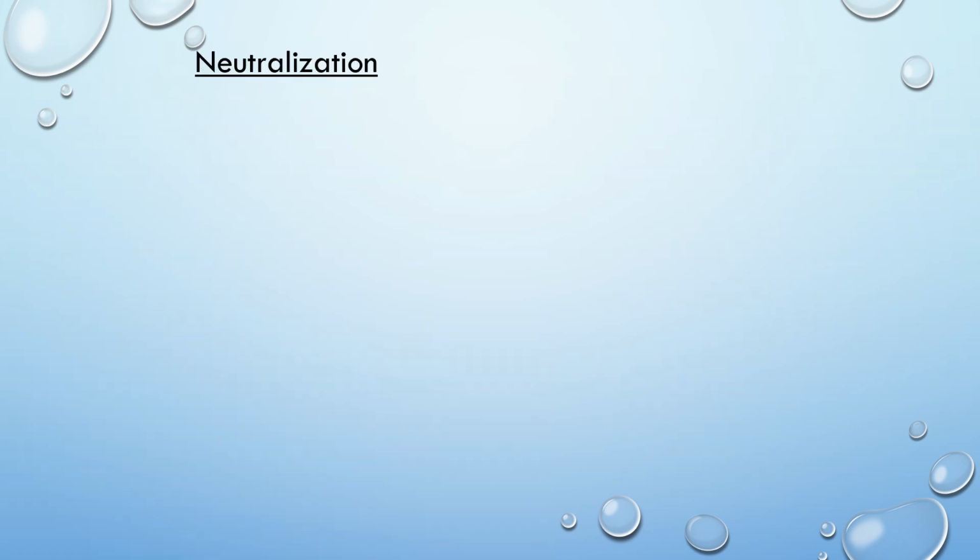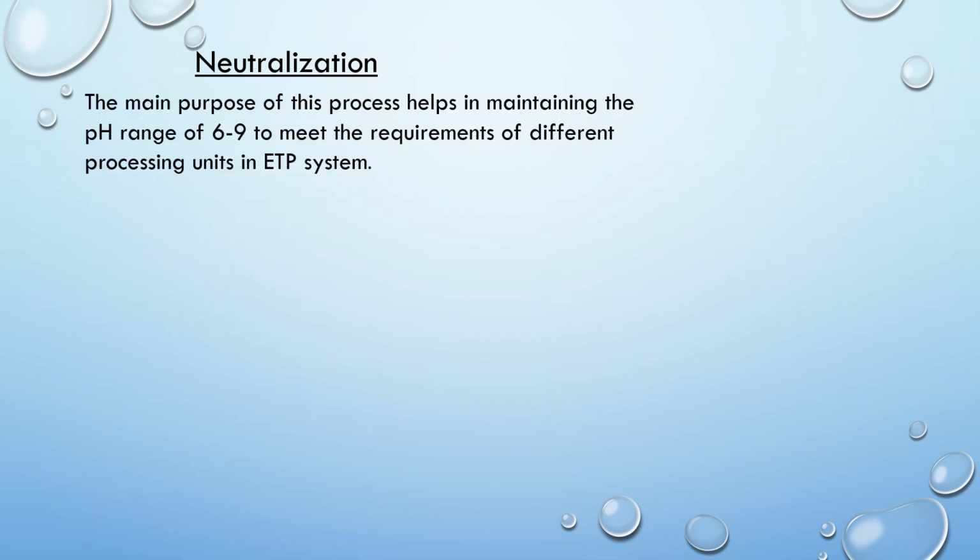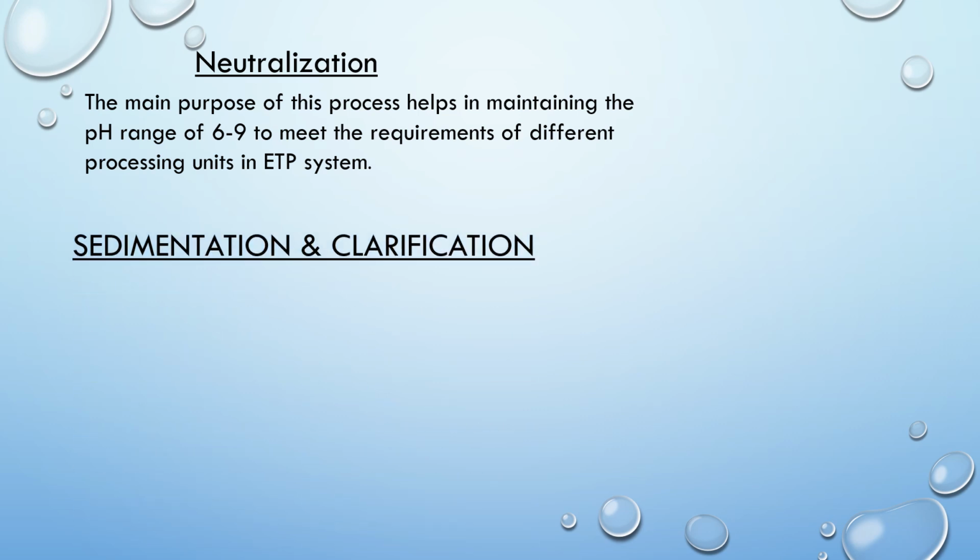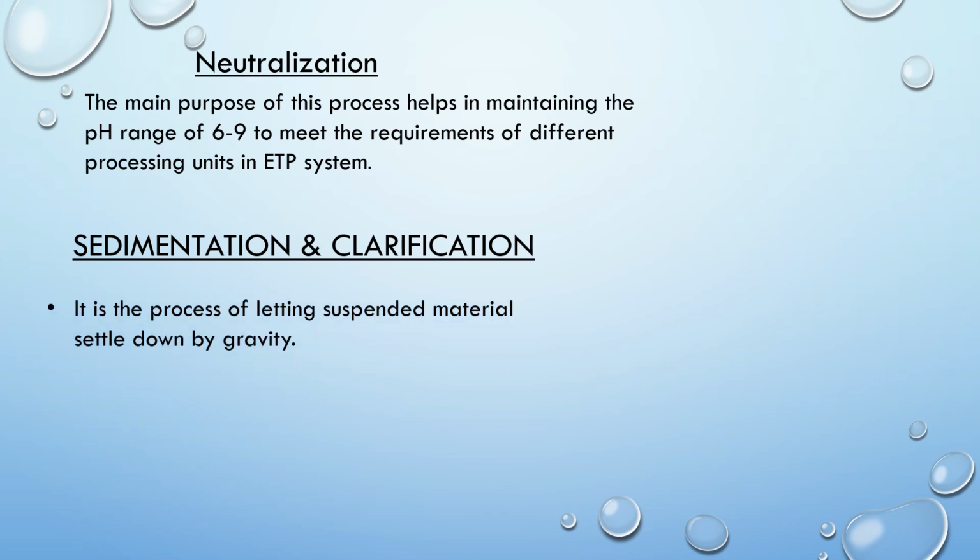Now, the next process is neutralization. In this process, maintaining the pH range from 6 to 9 takes place, which is required for different processing units in the effluent treatment plant. This process is actually applied to balance the excess acidity or alkalinity in water, and for this purpose, some neutralizing bead filters are used. Then the water moves to the sedimentation and clarification treatment.